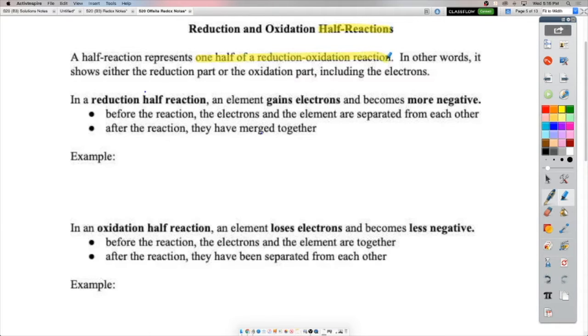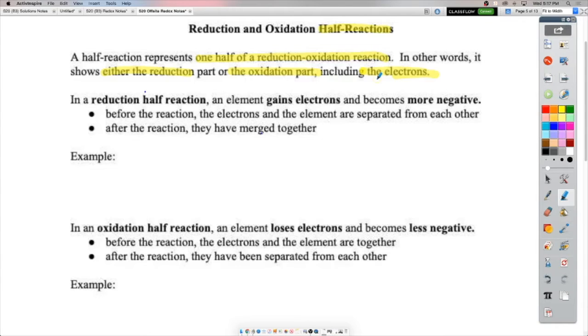So as we know, there's two parts to a reduction oxidation reaction, right? There's the reduction part and the oxidation part. So no surprise here, a half reaction shows either the reduction part or the oxidation part, okay? What is different then? Well, besides that it only shows half, it also includes the electrons, okay? So that's where it really differs from just writing the whole reaction, is that now we're gonna actually look at what the electrons are doing, okay?